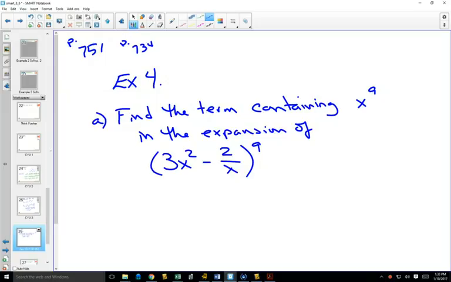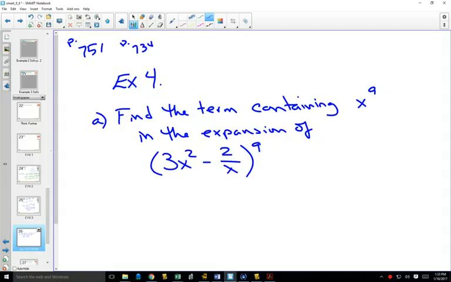How many terms are there going to be? There's going to be 10 terms. So worst case scenario, you find all 10 of them, and then you find out which one has x to the 9 and circle that one because that's going to be the final answer. But that could take a while. So it would be nice if we could figure out a way to make this quicker.